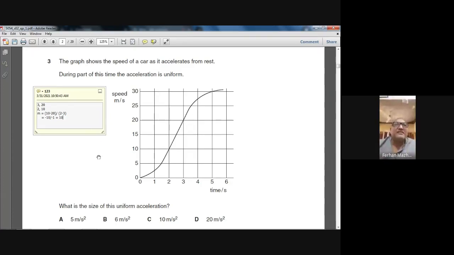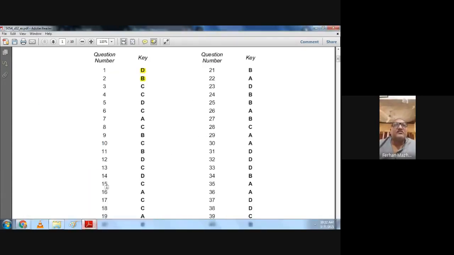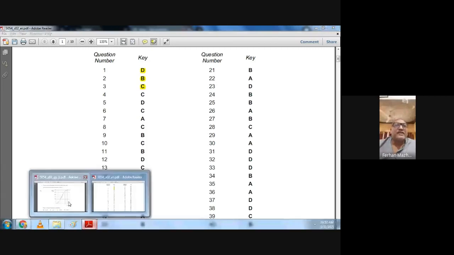Do you understand this? Yes, sir. So we think that C is the choice. Let's check the marking scheme. So C is the choice. Okay, let's go to the next question.